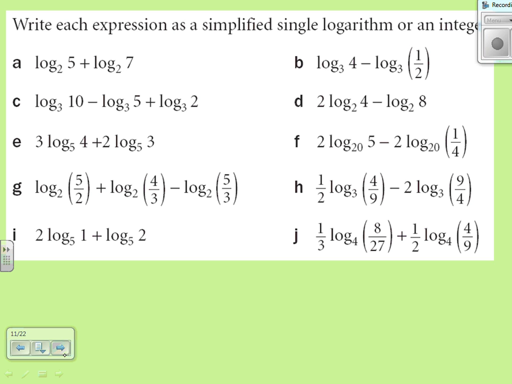There's an exercise on the next screen. You can push pause if you want to have a go at any of those, and the answers will be on the PowerPoint as well that's attached to this. We didn't have time in the lesson to do many of them.